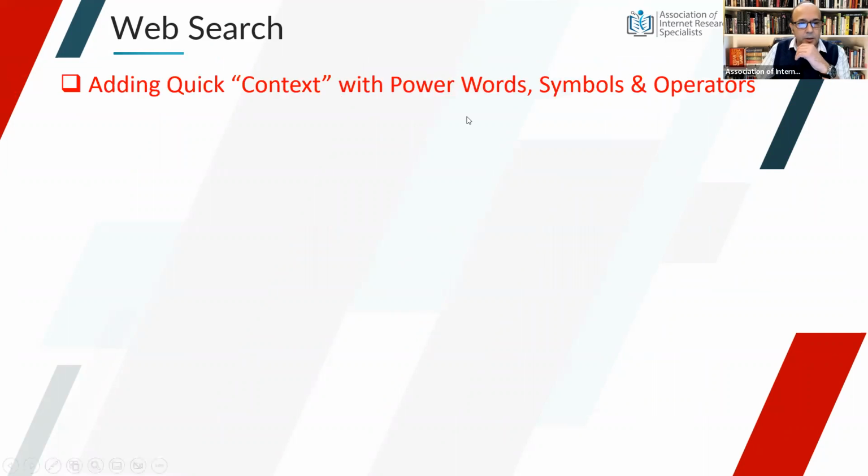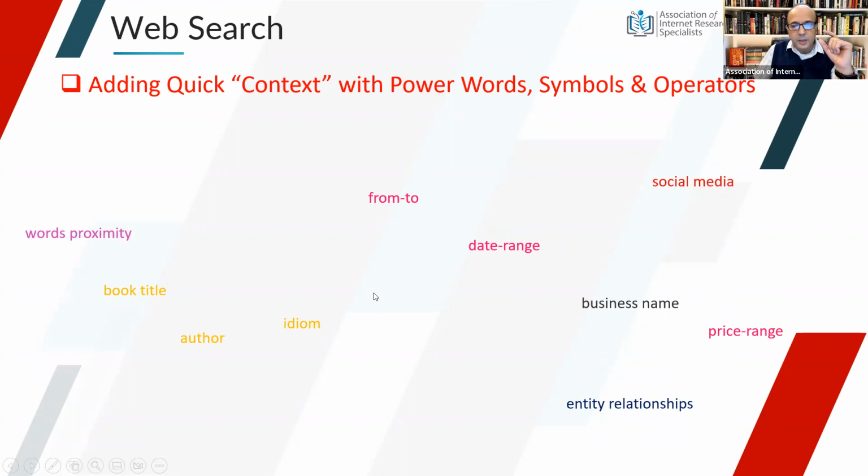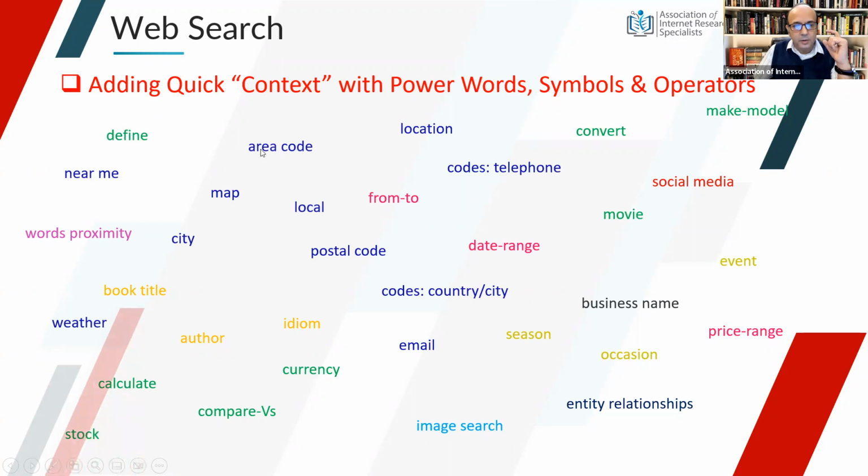Let's continue with some of the context that you can give to your search terms by using certain wordings that the search understands or interprets as a part of the query. You can make it a short search by using these. From, to, for example, date range, price range, you can use these words if you're not using operators. You can use words like book title, author, idioms. So words that the search would consider power words, or certain symbols also are there, but they are not discussed in this slide. We'll look at them later, but these are the ones that are in the same color, for instance, that have a similarity, like area code, location, local, map, city, in blue color.